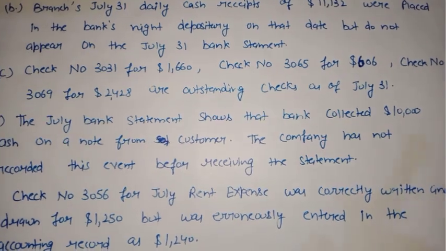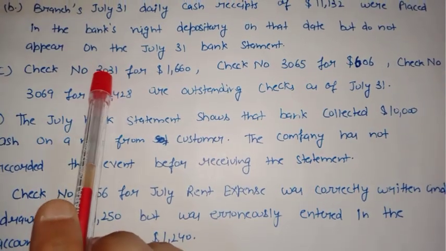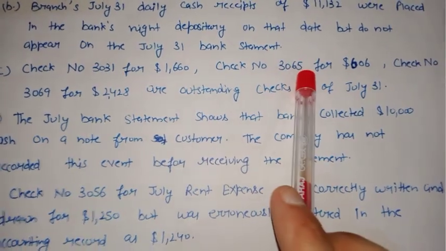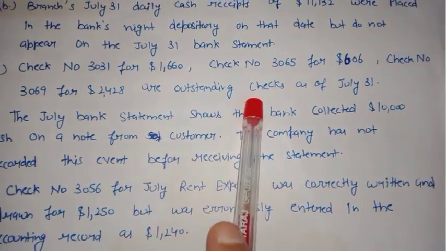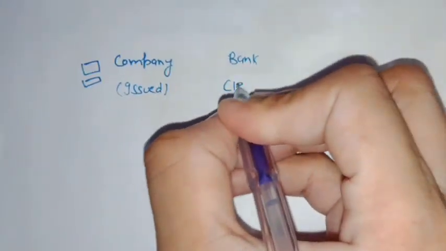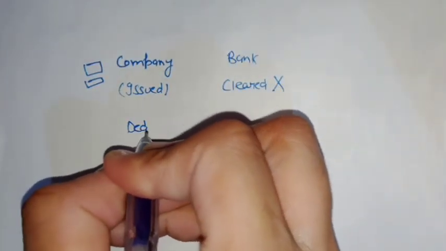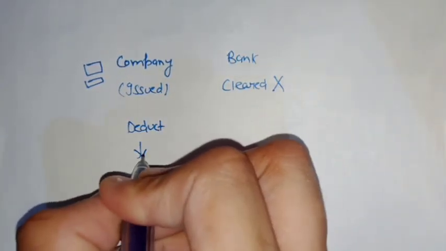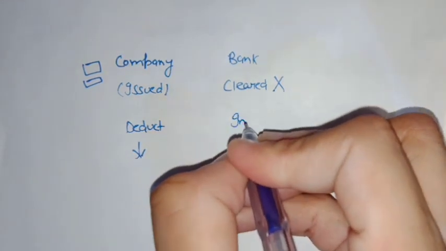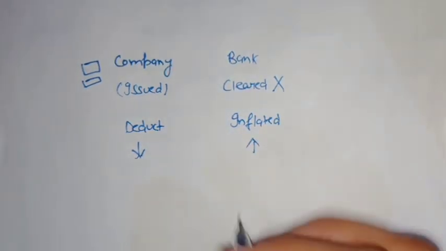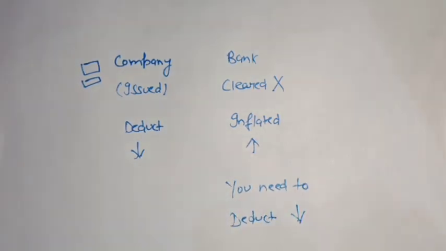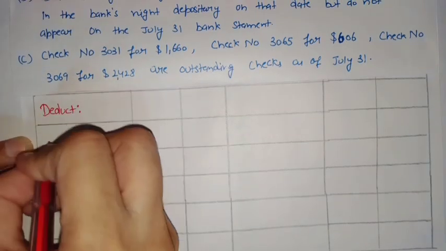Next, it is given that check numbers 3031, 3065 and 3069 are outstanding. It means these checks were issued by the company but not cleared by the bank. It means you have deducted these checks in the cash book, but the bank balance is inflated by this amount. That's why we will deduct these checks from the bank balance.